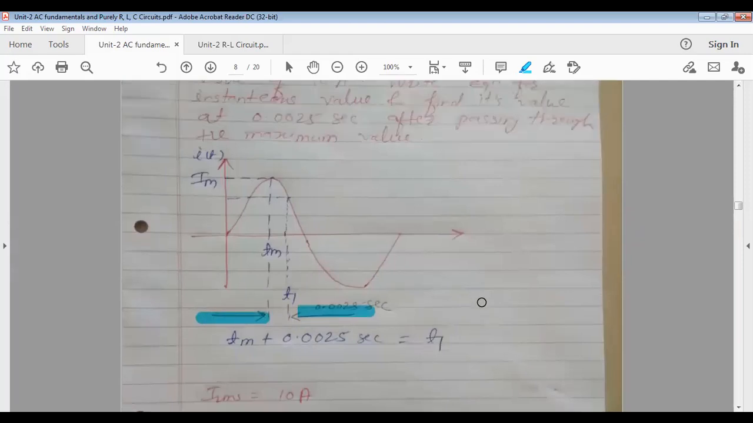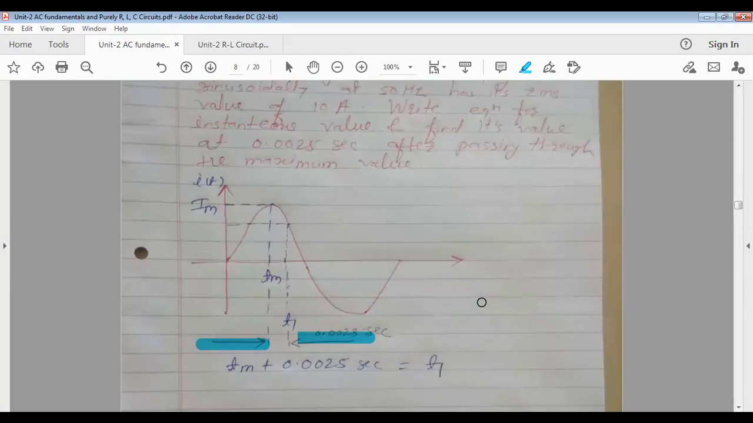So you have been asked to calculate the value of current at what time? Whether you have been asked the value of current at 0.0025 second, or at Tm, or at Tm plus 0.0025 second.